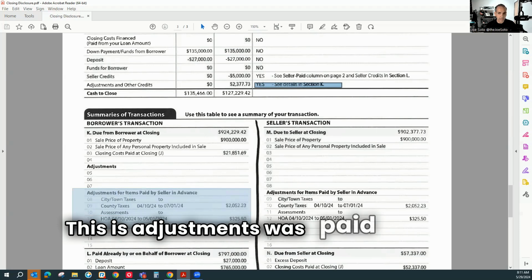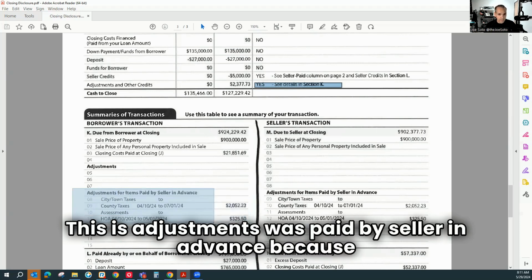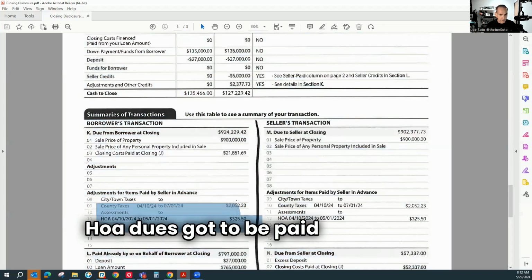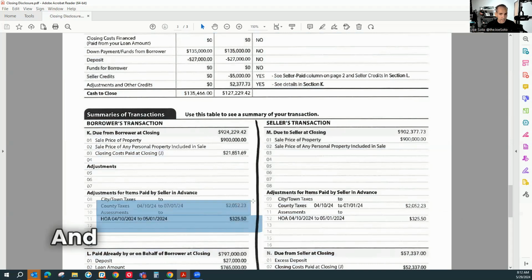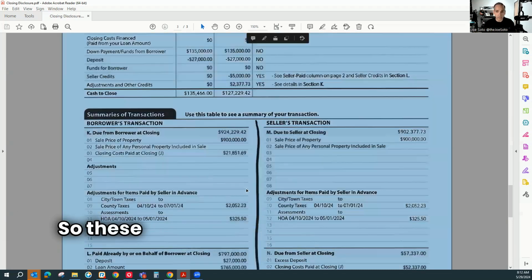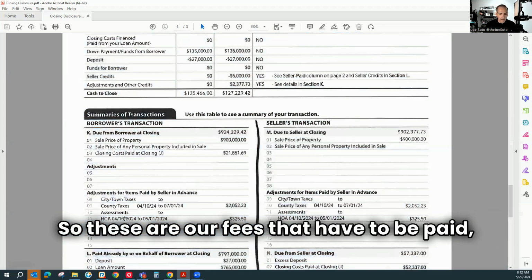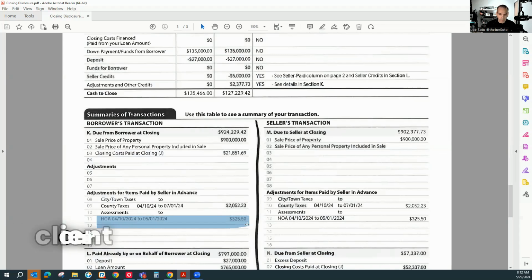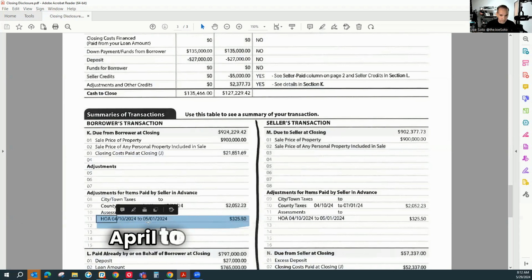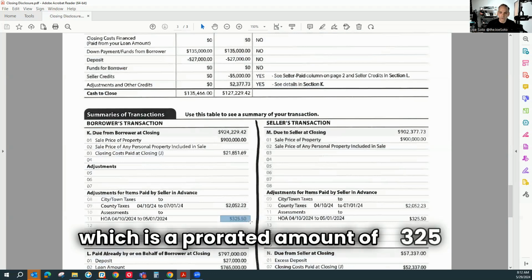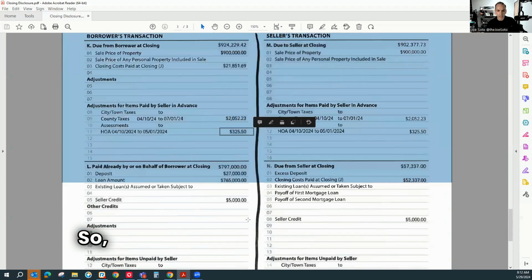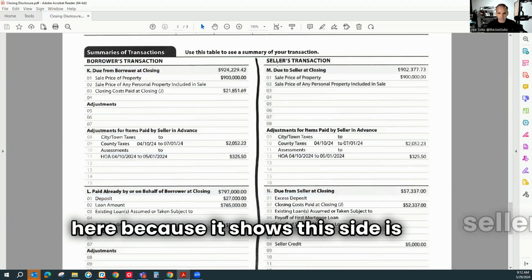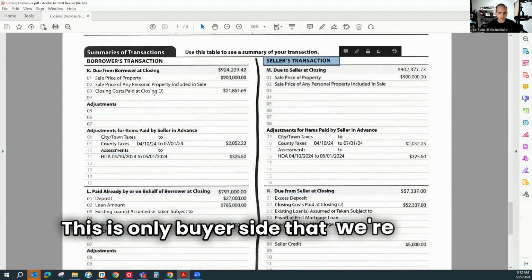This is adjustments paid by seller in advance because HOA dues got to be paid, and or were paid already, and county taxes get prorated, right? So these are our fees that have to be paid, because again, the seller had paid the HOA dues for April. Our client is responsible for the dues from April 10th to the end of the month, which is a prorated amount of $325.50. And I put this line down the middle here because it shows this side is seller side. This is only buyer side that we're going to look at.